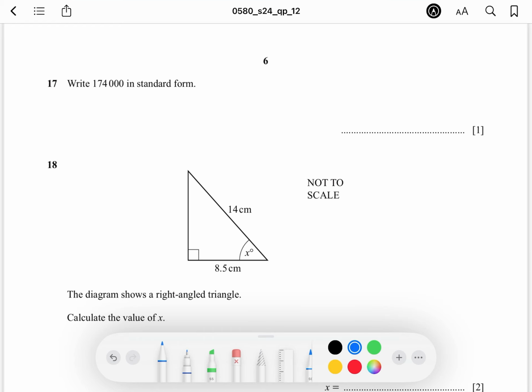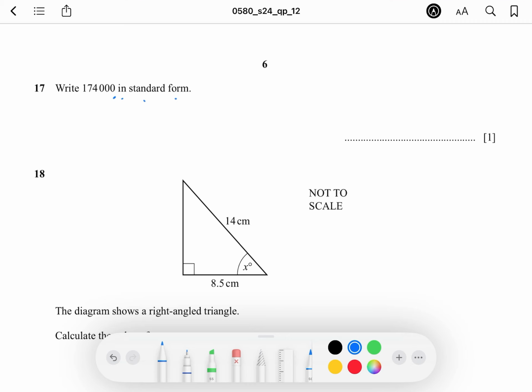Next question, write 174,000 in standard form. So let's do our standard form. That's our point there. So this is 10 to the minus 1, 10 to the minus 2, 10 to the minus 3. That's a tenth. This is the unit. This is the 10. This is the 100. This is the 1,000. This is the 10,000. This is the 100,000. And 10 to the power of 6 is the million.